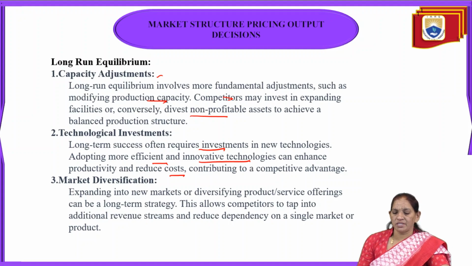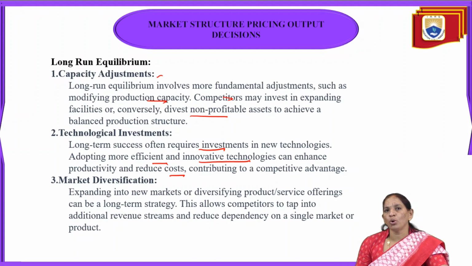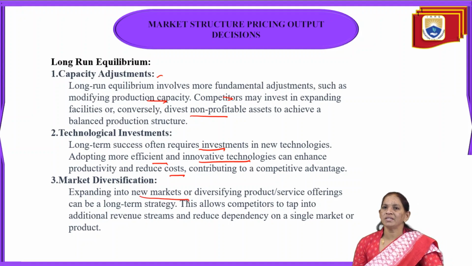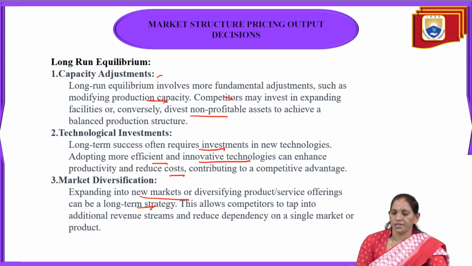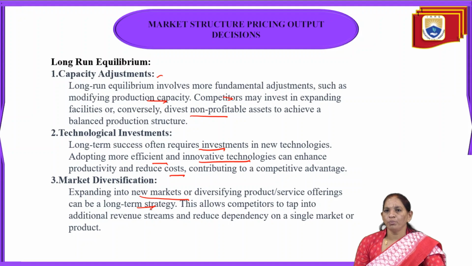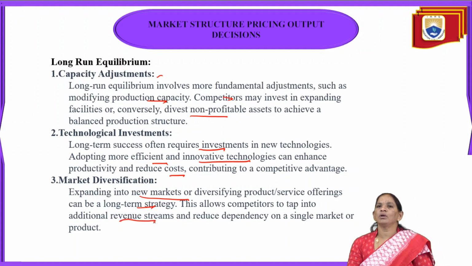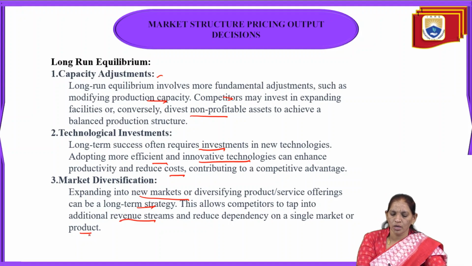Next, market diversification. In the long run, where we can adjust all factors of production, we can expand our product to new markets or diversify products or services as a long-term strategy. This allows competitors to tap into additional revenue streams and also reduces the dependency on a single market or product.